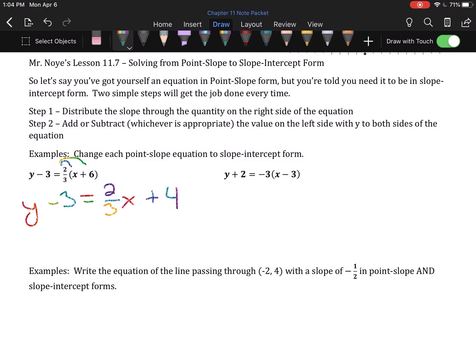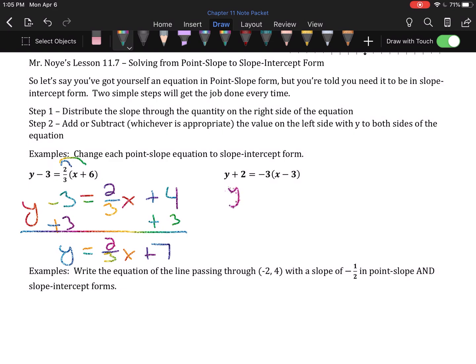After you distribute, you need to move whatever's with the y. Here it's a -3, so we will add it to both sides. It's a number, so it gets attached to the number on the right side, not the x term. Y equals 2/3 x plus 7. Done. 2 steps every time, same 2 steps every time.